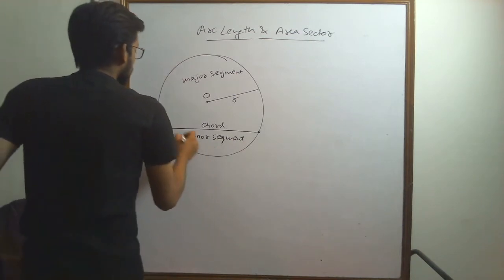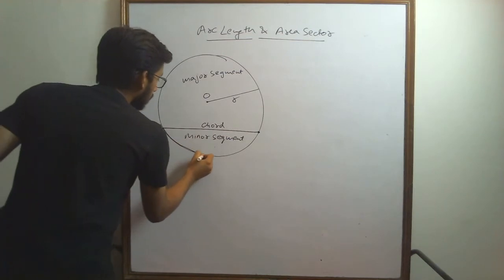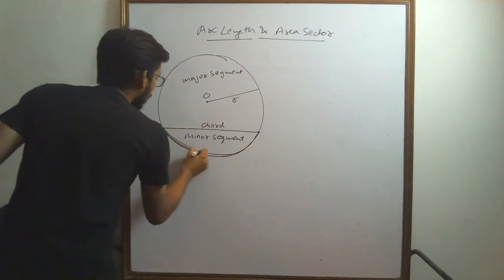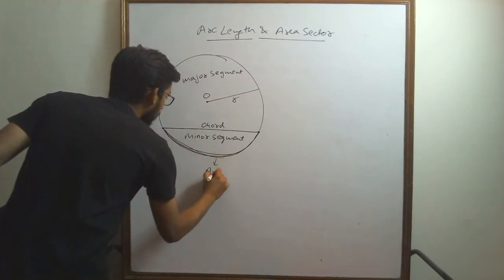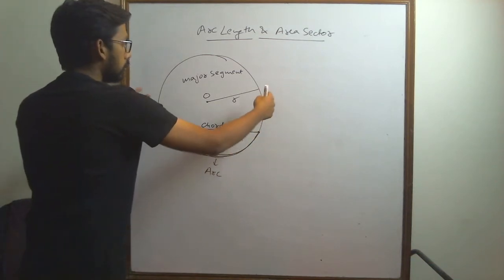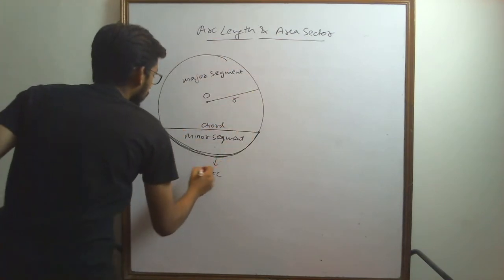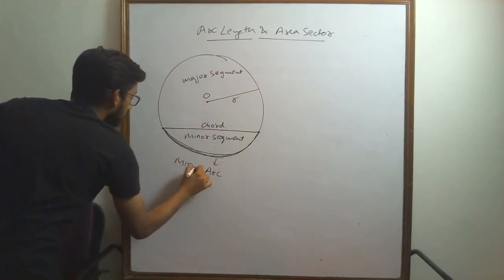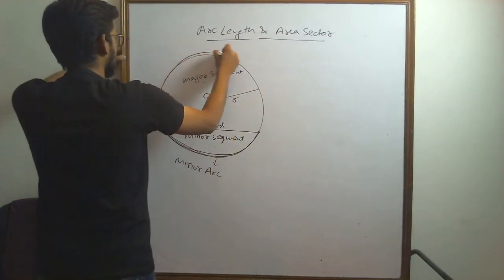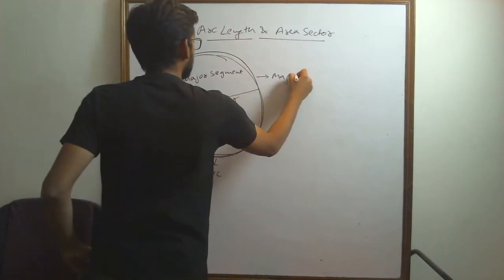Now the part of the circle between 2 points on its circumference is known as an arc. This is an arc. Also you see that these 2 points divide the circle into 2 arcs. This is one arc and this is the second arc. So the smaller arc is known as the minor arc and the bigger arc, which is this one, is known as the major arc.